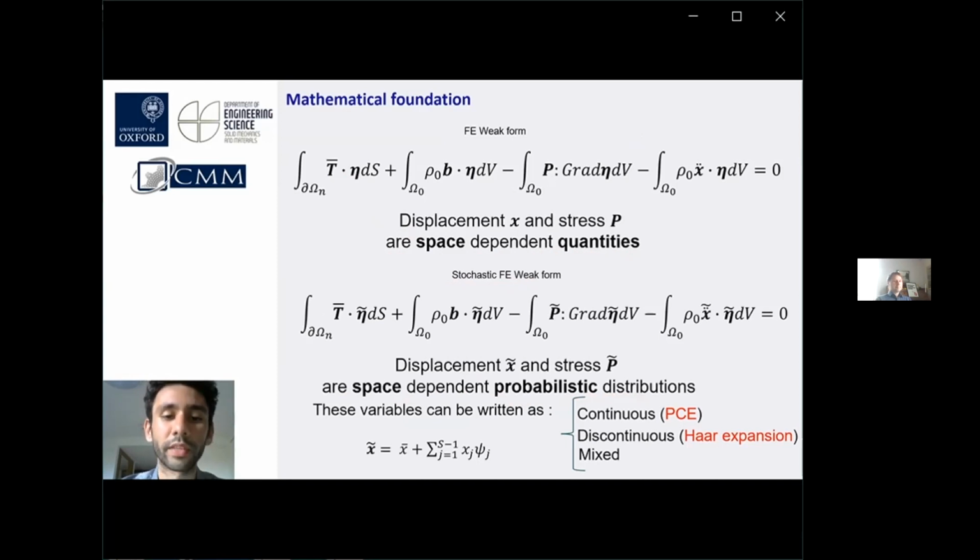These variables can be expanded as follows, where the function sizes are either continuous using polynomial chaos expansion, discontinuous using R expansion, or can be both a combination between continuous and discontinuous expansions. It is worth saying that we need to perform basic operations such as multiplication or division during the computation of probabilistic distribution.